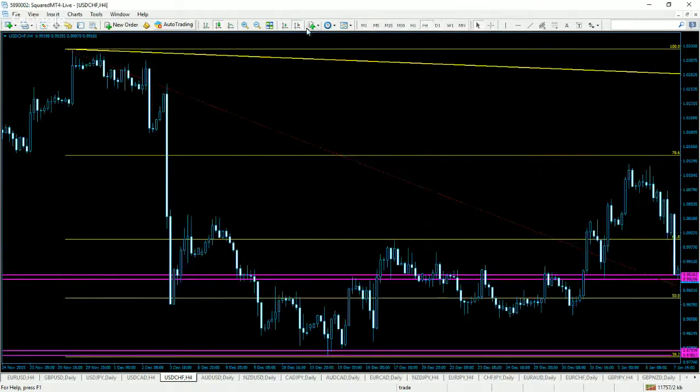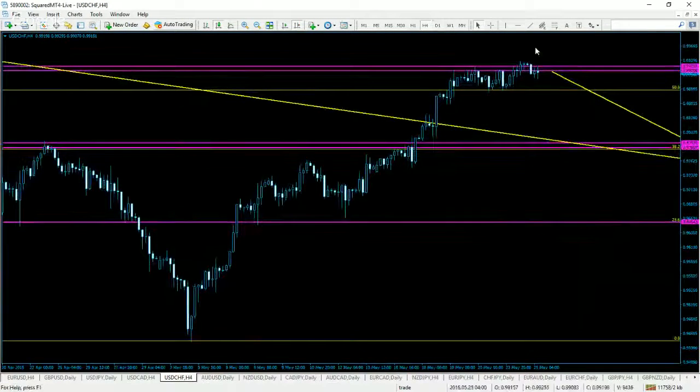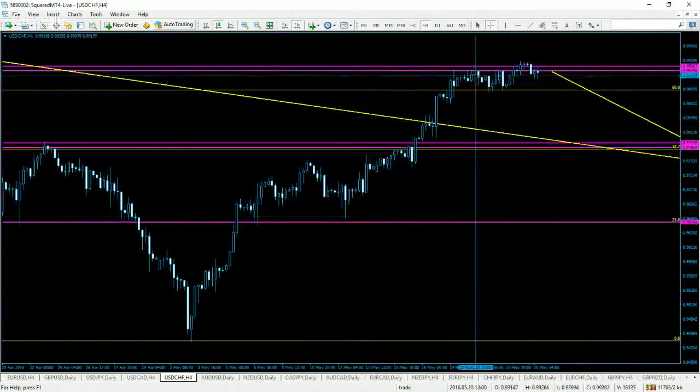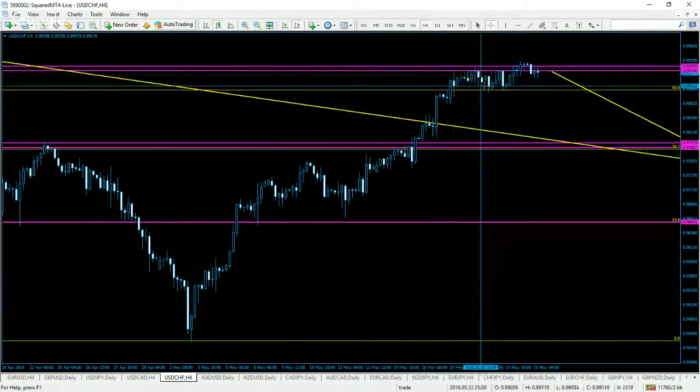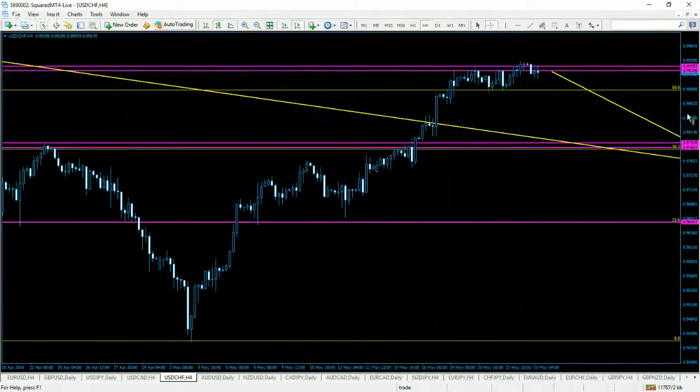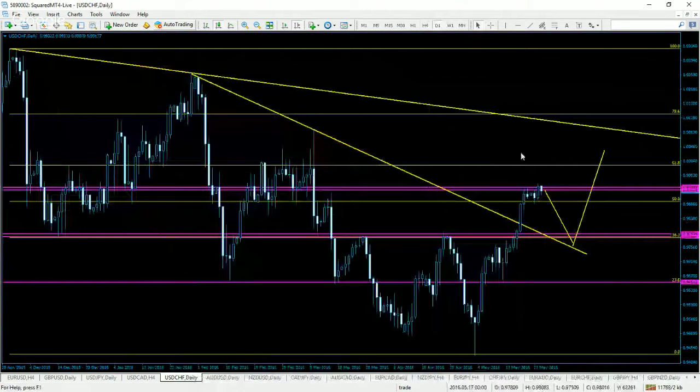But again, taking a look at the current price action, it still remains supportive of a break to the upside. We've had this big expansion through previous resistance. We're now in a brief period of consolidation, and so I'm still anticipating that the next move here is going to be to the upside.